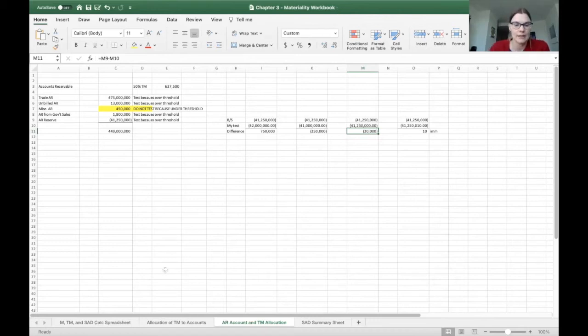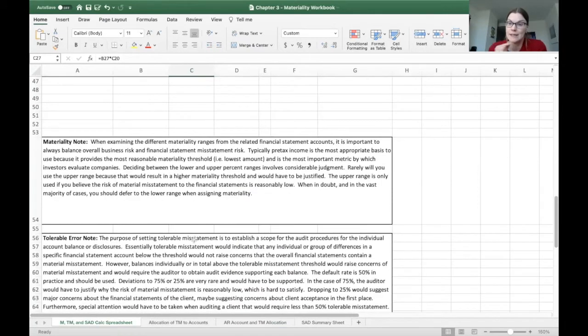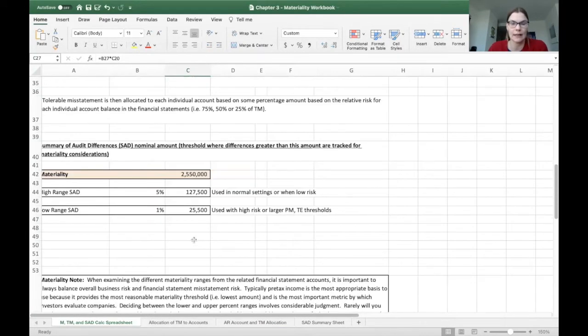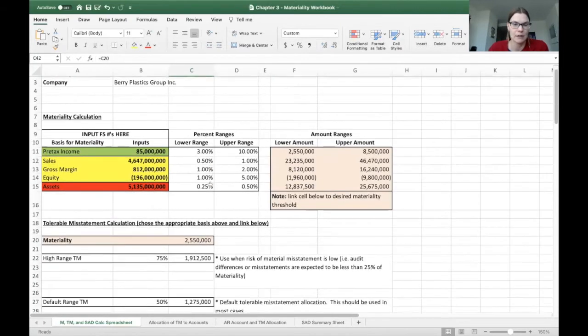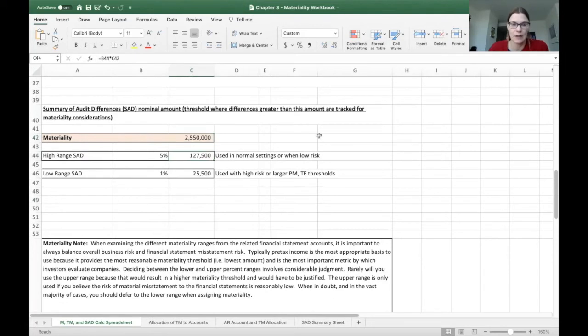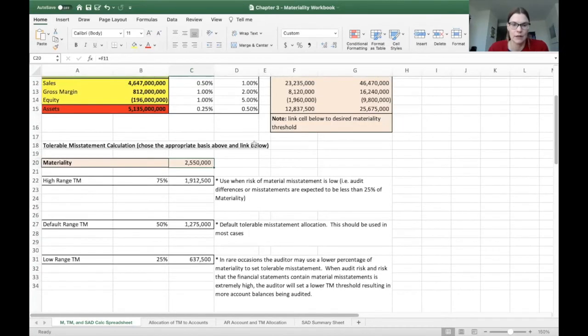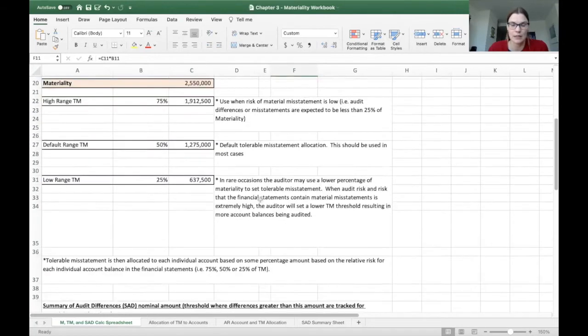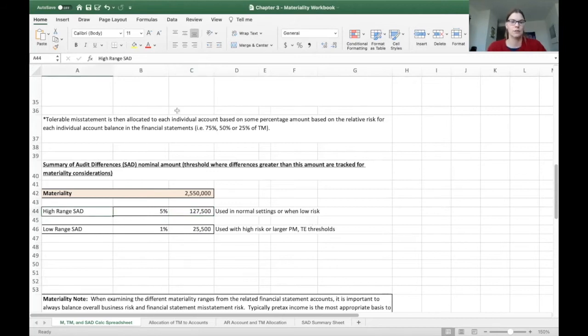So let's look at the SAD threshold. So we said on our slides that it's calculated as 1 to 5% of materiality. So again, at the bottom of this spreadsheet that has overall materiality up top, TM in the middle, it has a SAD calculation down here at the bottom. So let's say our materiality is 2,550,000, and this is using our 3% of pre-tax income. Then we could get a SAD threshold. So we can come up with a SAD threshold at the high end of the range of 5%, which would be 127K. At the low end of the range, 1%, 25K.